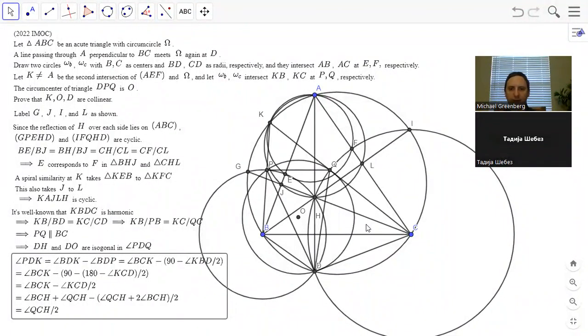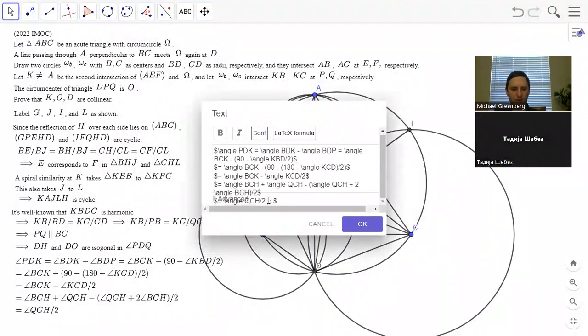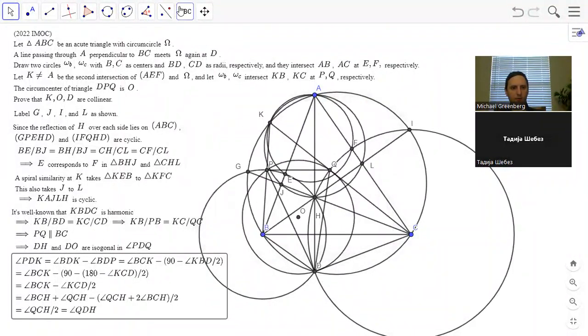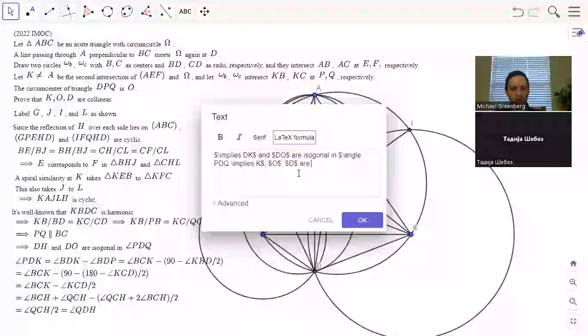We want to show that, and that's QDH. It is, yeah, it is QDH. So this means that DK and DO are orthogonal. And that means that K, O, and B are collinear. All right. Very cool.